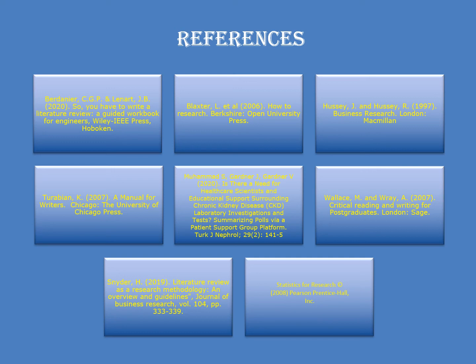And then there's work by Wallace and Ray in 2007, a book publication on critical reading and writing for postgraduates, a London Sage publication. There's another publication by Snyder in 2019, Literature Review as a Research Methodology, where Snyder highlights this topic as an overview and guidelines in the Journal of Business Research, as a peer-reviewed publication.